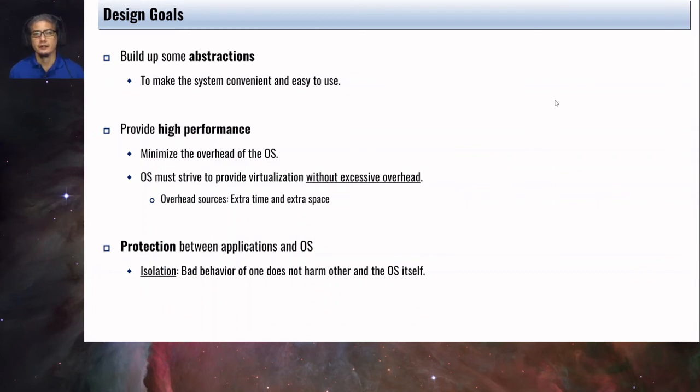But the idea here is, we want our software to allow the user to conveniently use the hardware, then we must develop instructions to accomplish that. Another design goal is to provide high performance. Since the operating system is a complex piece of software, I often tell my students to write an operating system in order to apply all the things that you learn in computer science.